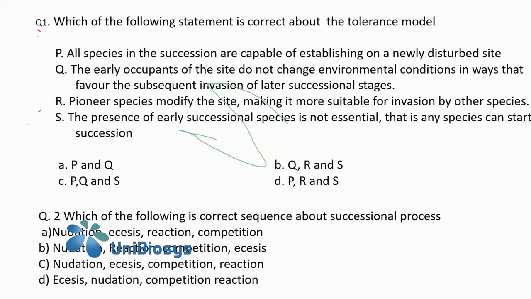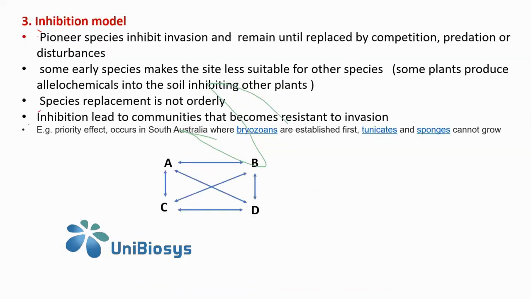The third model is all about inhibition. What is the inhibition model? The pioneer species, here the pioneer species is A, isn't it? This pioneer species is somehow inhibiting the other species from entering. They are not allowing any species to enter there. Any species, B, C, D, can try to enter, but until A is replaced by competition, predation or any other disturbance in the climate, until that time A will be the pioneer species and they will remain as such.